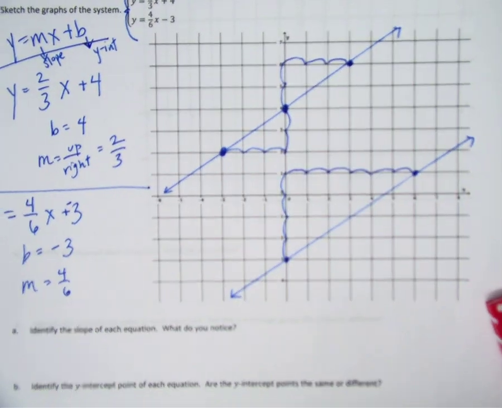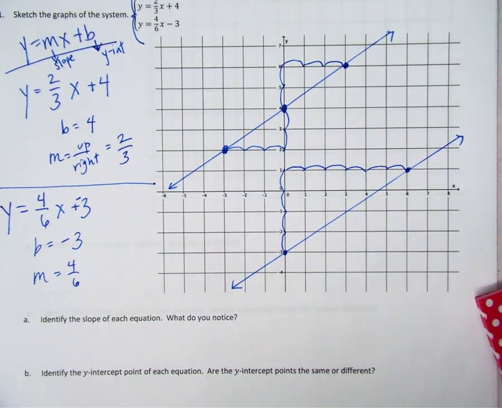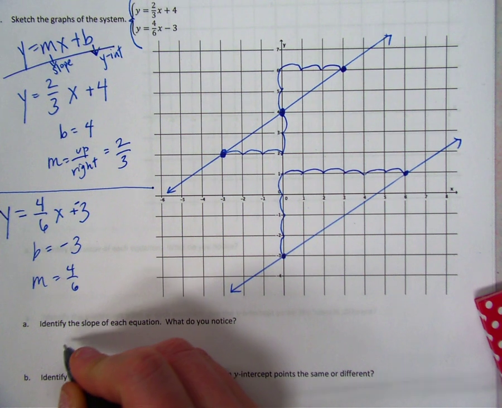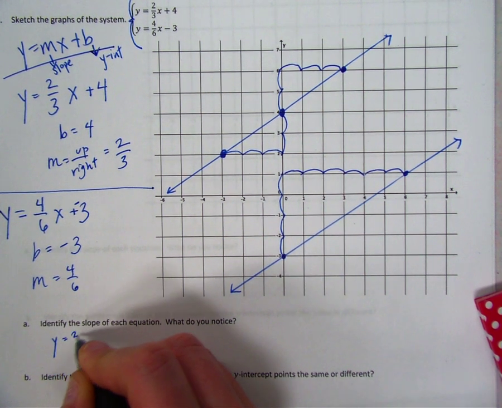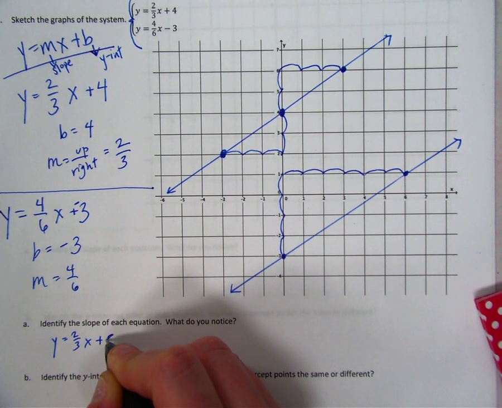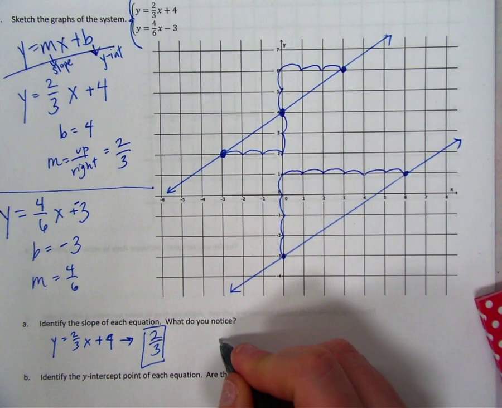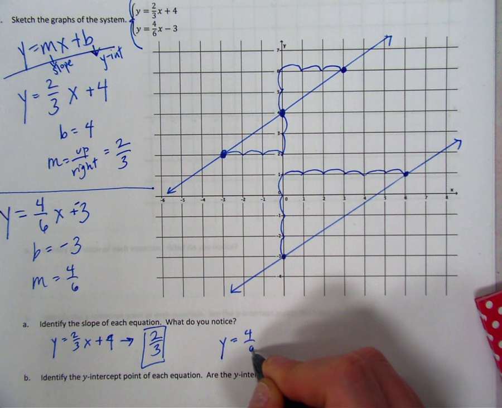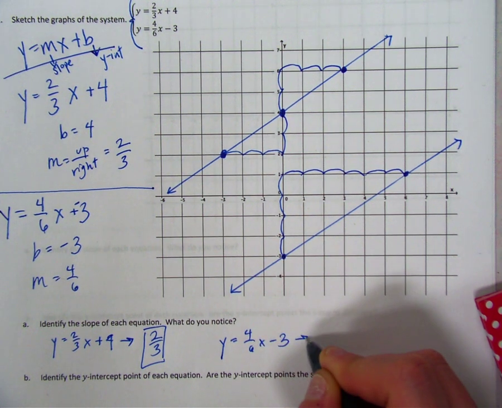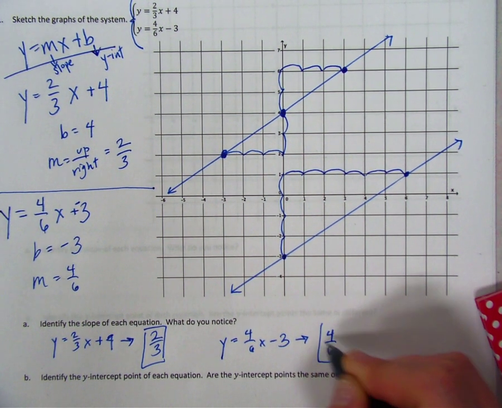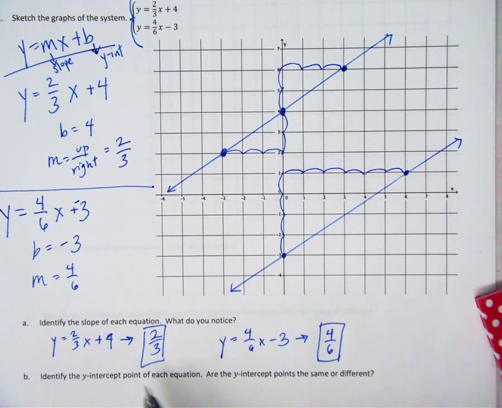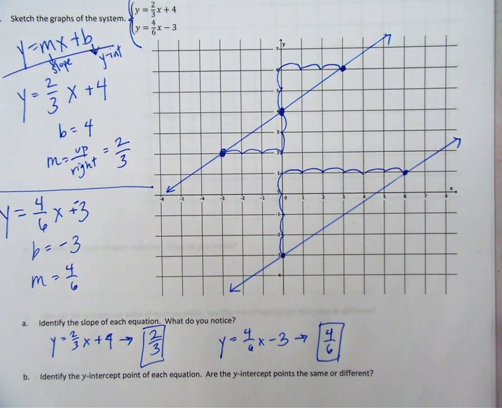Letter A says, identify the slope of each equation. That's a right there question. For the first equation, the slope is 2/3. For the second equation, the slope is 4/6. Now, 2/3 and 4/6, we should notice something about that.